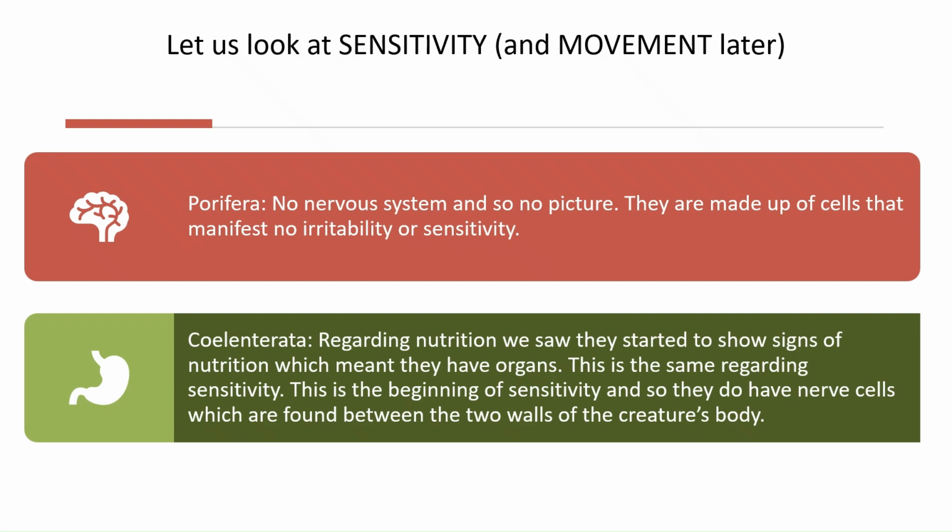Let us now look at sensitivity and movement. In porifera, there is no nervous system, and so we have no picture. They are made up of cells that manifest no irritability or sensitivity. In Coelenterata, regarding nutrition, we saw they started to show signs of nutrition, which meant they have organs. This is the same regarding sensitivity. This is the beginning of sensitivity, and so they do have nerve cells, which are found between the two walls of the creature's body.